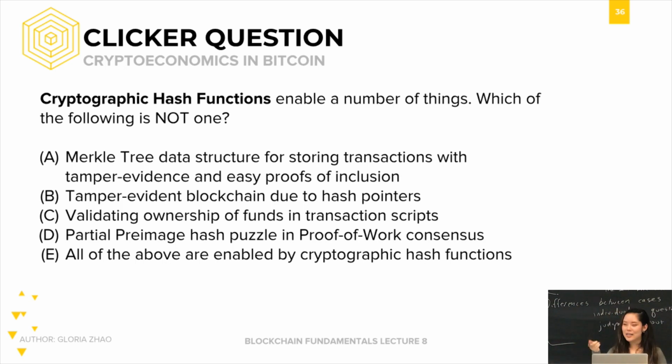Okay, good. So hash pointers are literally a pointer that is the hash of something that it's pointing to. So hopefully you all knew that. And who thinks that validating ownership of funds in transaction scripts is not something that is enabled by cryptographic hash functions? All right, I wanted to get some of you with this. I was hoping some people would pick C.